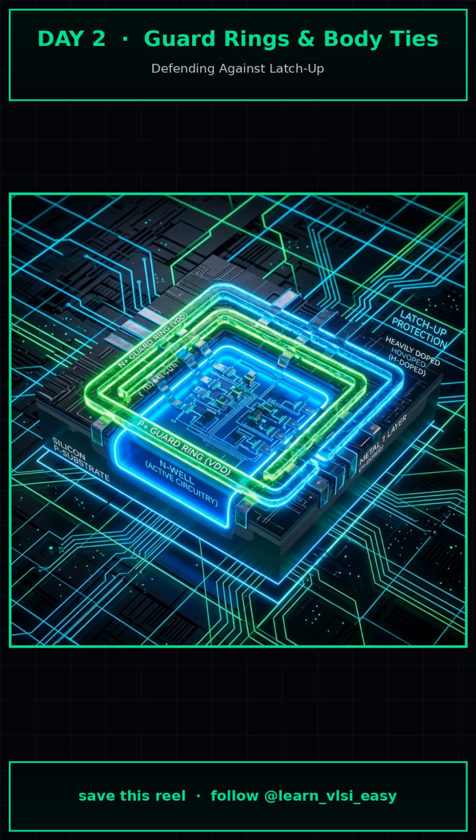This concludes day 2. You now understand the CMOS inverter from quantum leakage to physical layout.